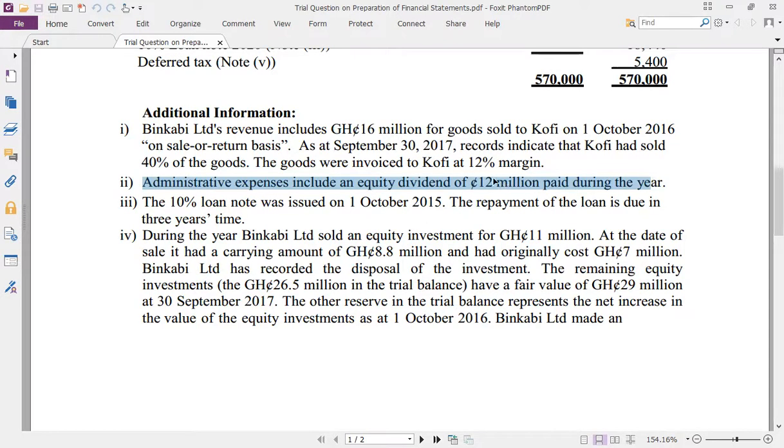So what do you do? Two entry. Let's go to the board. Mistakenly, they have added dividend to admin expenses. That's not true. Dividend goes to changes in equity or it goes to retained earnings. Dividends should be captured in where? Retained earnings, not admin expenses. So this is a typical error. So what do you do?